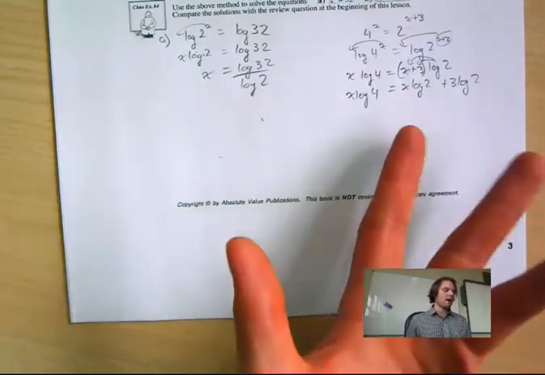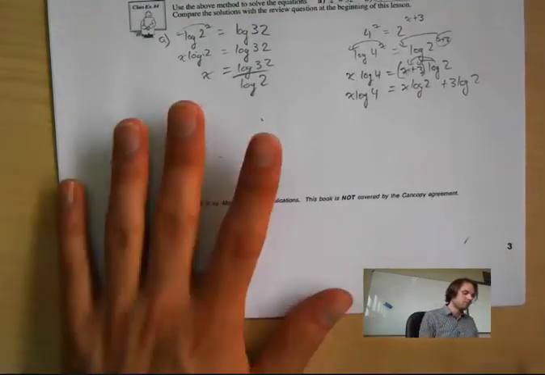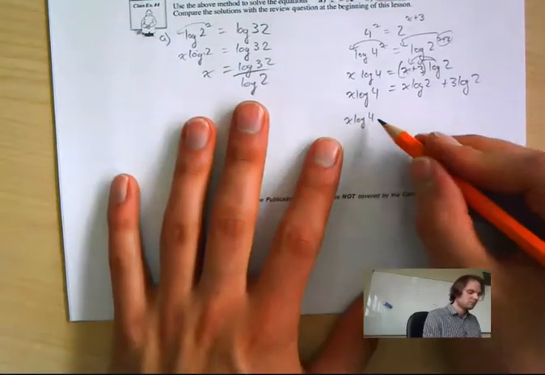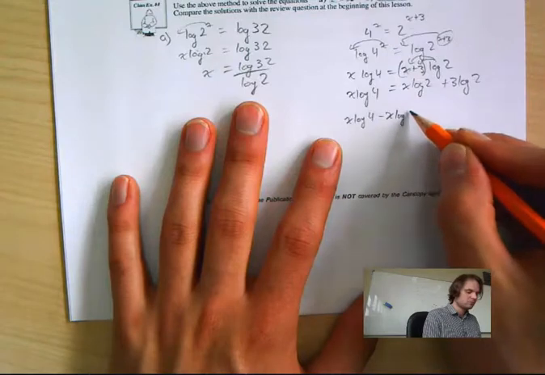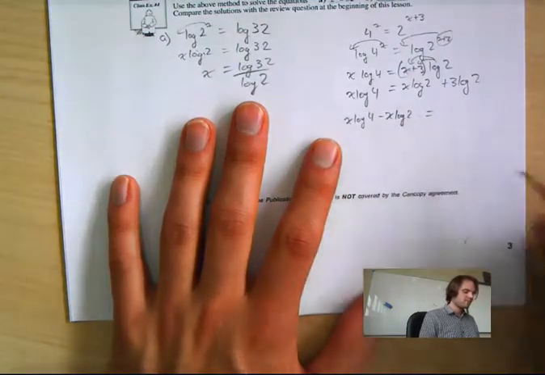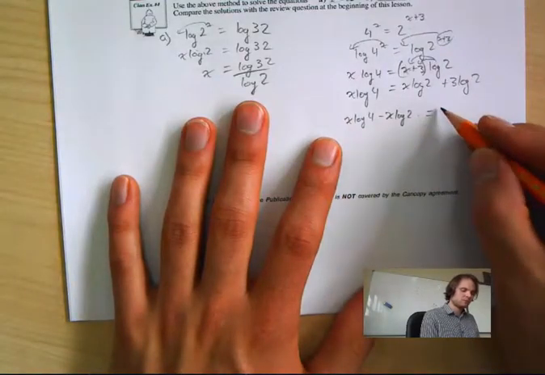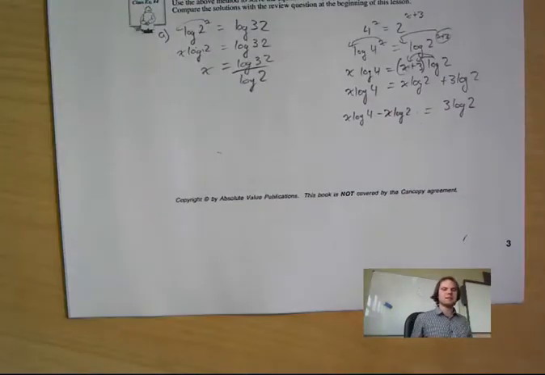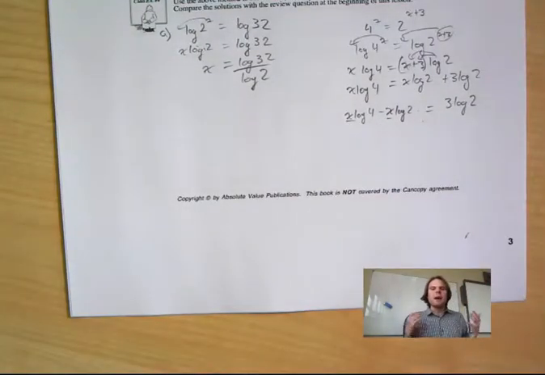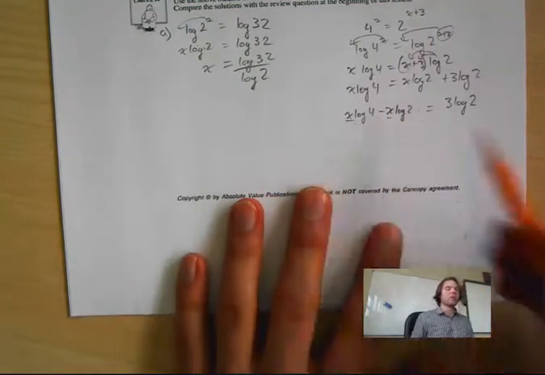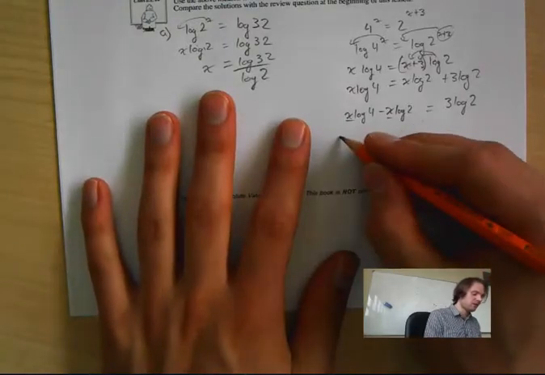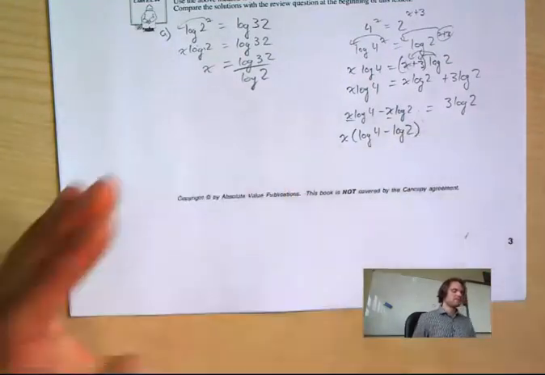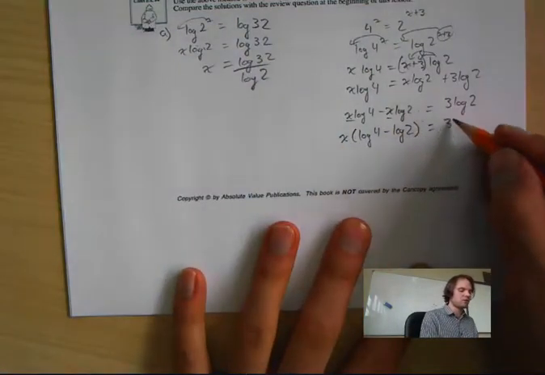So now let's put all of our x's on one side and all of our non-x's on the other side. So that's going to be equal to, now, to solve this, we could do something neat. What is multiplied by both of these? X. So if it's multiplied by both of them, I could actually factor out an x. Let's factor out this x, and I'm going to get log 4 minus log 2, which is equal to 3 log 2.